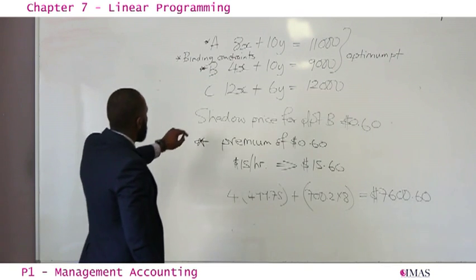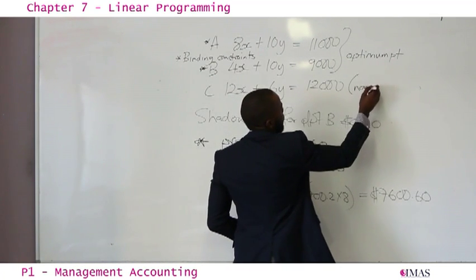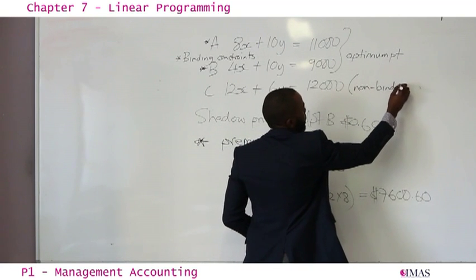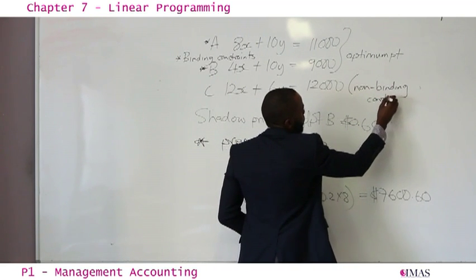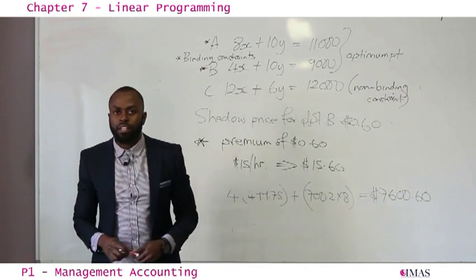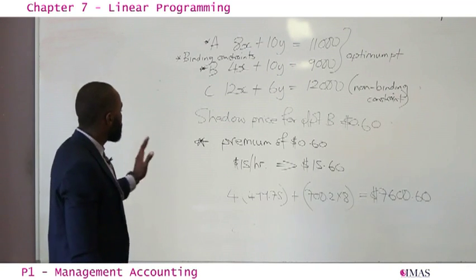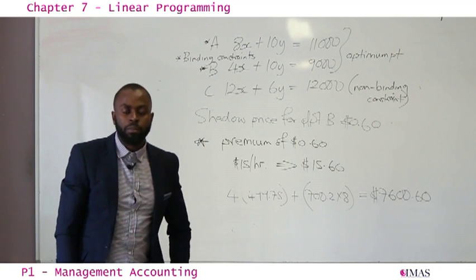And Department C, because it's a non-binding constraint, doesn't have a shadow price. It does not have a shadow price, because already we're not fully utilizing the hours in Department C.